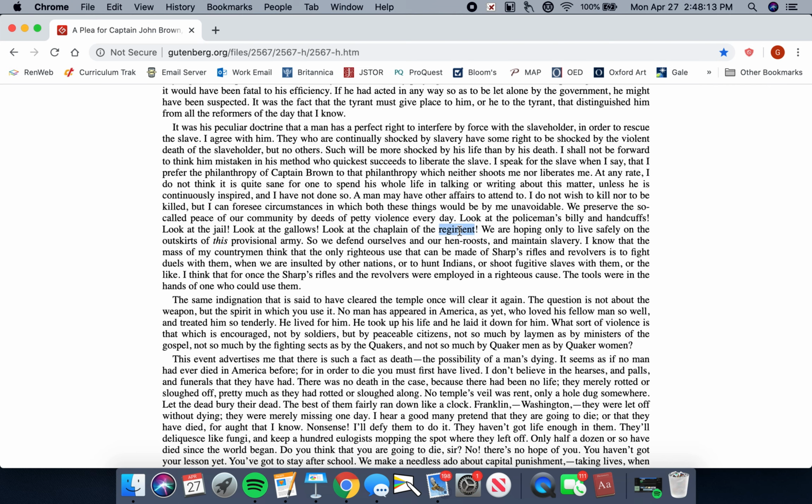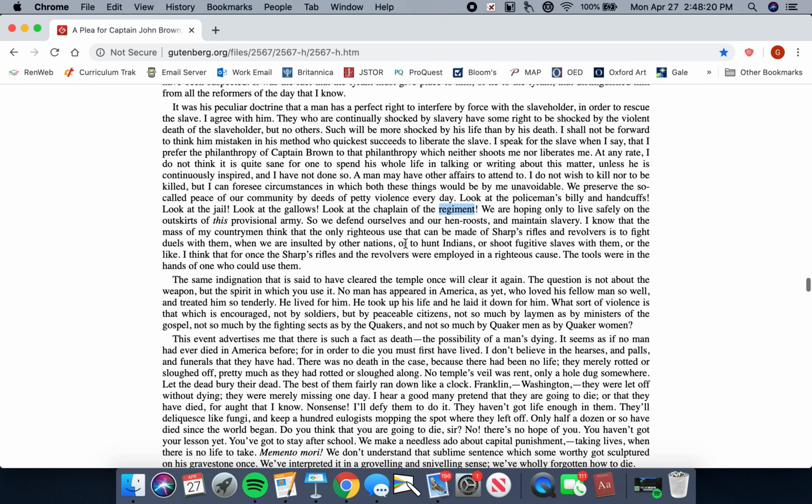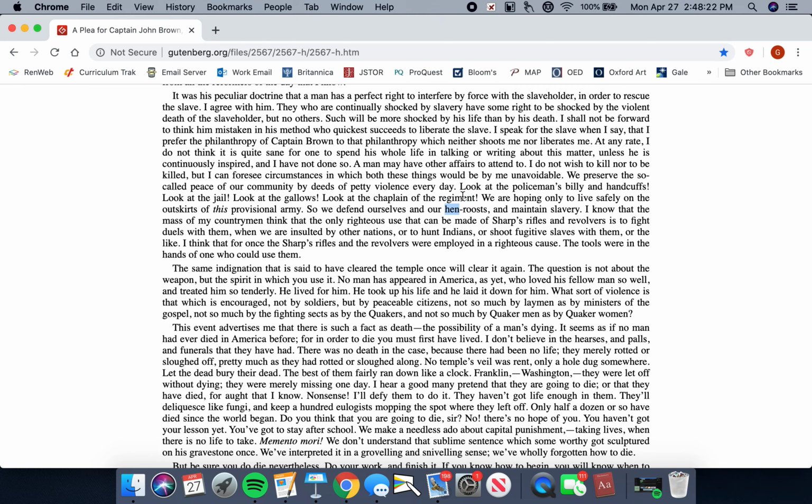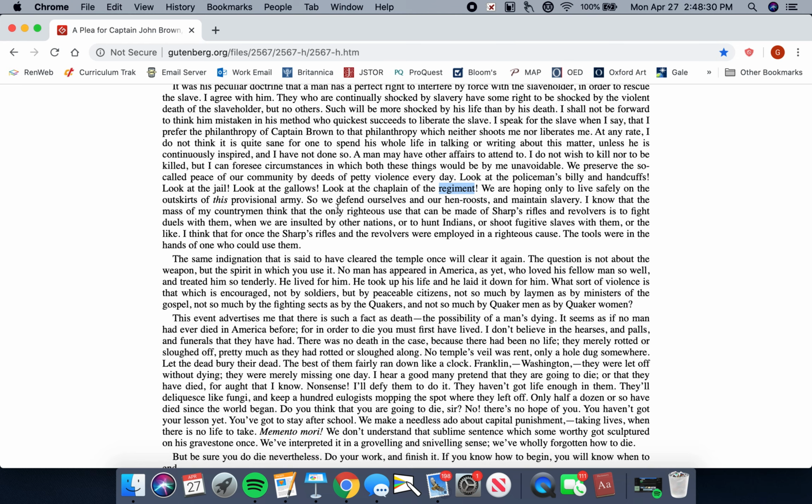The fact that regiments have chaplains, that the regiment has a kind of connection to a moral justification, right? That the regiment is godly, right? So we are hoping only to live safely on the outskirts of this provisional army. So we defend ourselves and our hen roost and maintain slavery.